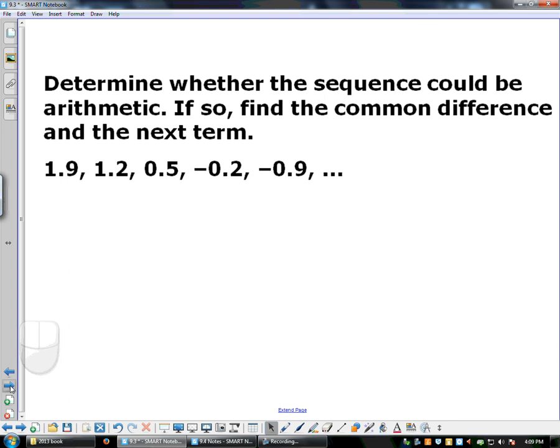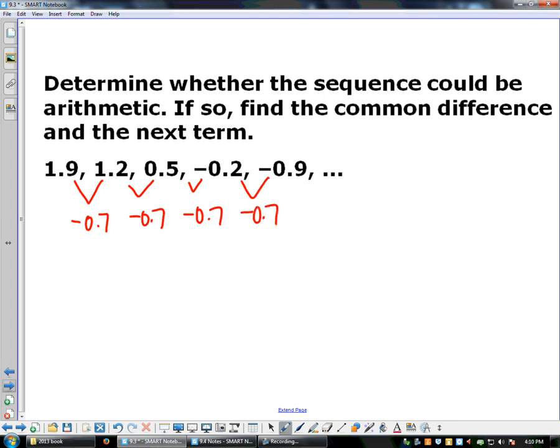Let's try our second example doing the same thing. Again, could it be arithmetic? And if so, find the common difference. Taking a look at these, I want to know what's the difference. Between 1.2 and 1.9, that is a difference of negative 0.7. Between 1.2 and 0.5, again, negative 0.7. Between negative 0.2 and 0.5, the same pattern here, and same idea.